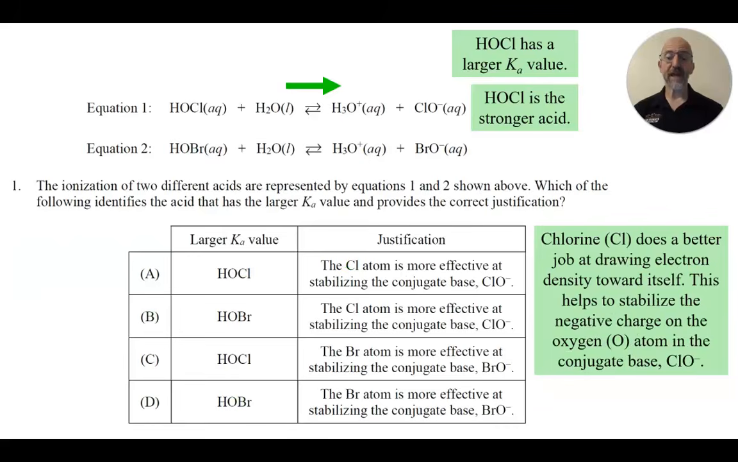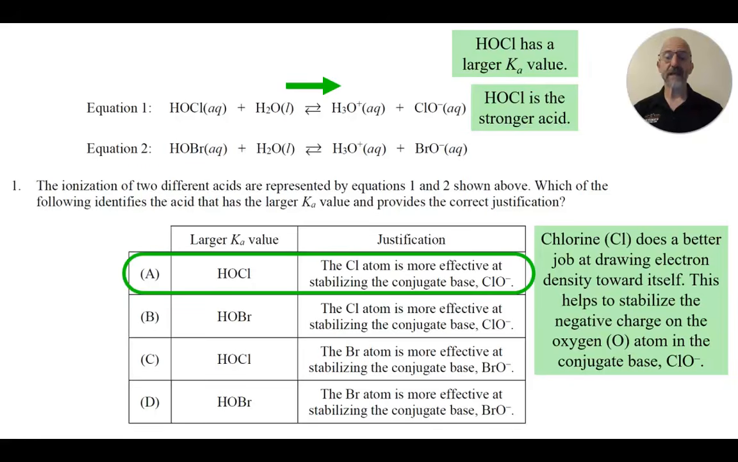So the larger Ka value is for HOCl. That means that the correct answer to question 1 is either A or C, but it's because of that chlorine atom that is more effective at stabilizing the conjugate base ClO-, so that makes the correct answer to question 1 choice A.